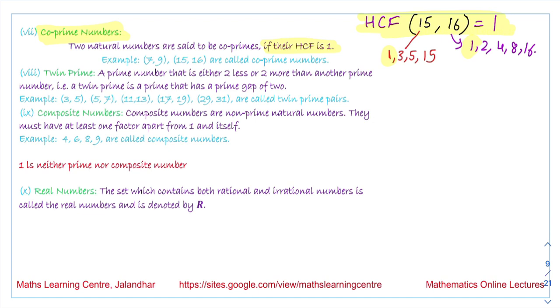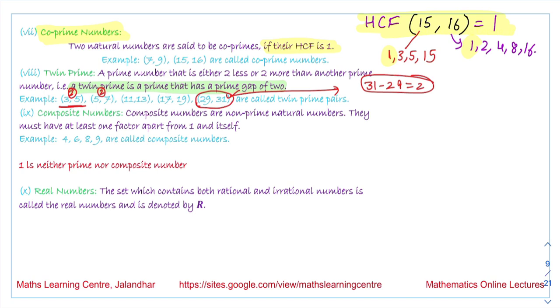Next is twin primes. A twin prime is a prime number that is either 2 less or 2 more than another prime. So a twin prime is a prime that has a prime gap of 2. Examples: 3 and 5, the difference between these two is 2. 5 and 7, both are prime and the difference between them is 2. For 29 and 31, 31 minus 29 is 2. So this pair is also a twin prime pair.